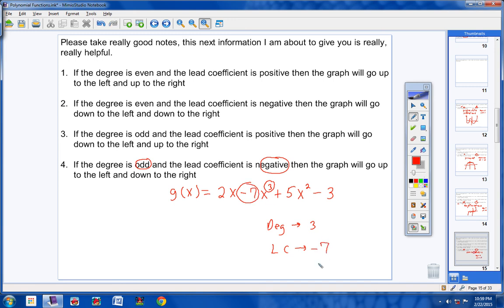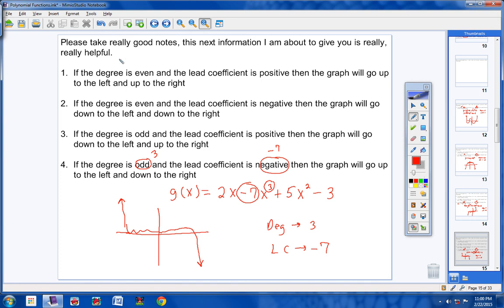Alright? So my degree is odd, and my lead coefficient is negative. So my degree is odd, 3. My lead coefficient is negative 7. So if I were to graph this, it might make all kinds of turns, but I know in the end, when it's all done making turns, it will go up to the left and it will never come down again. I'm not sure what it's going to do in here. It will go down to the right and it will never come up again. Okay, that's really, really helpful.